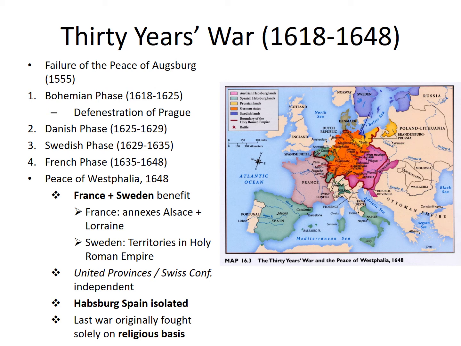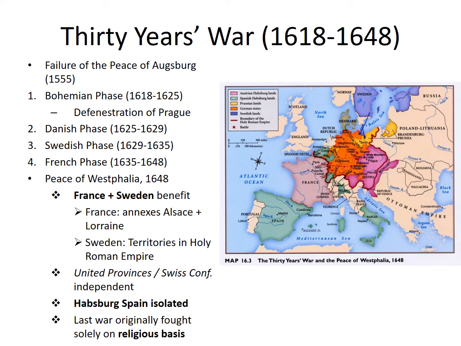Eventually, we will see that the Danes get involved, the Danish phase in 1625 to 1629, where the Protestants from Denmark get involved to try to reduce the power of the Holy Roman Emperor. They bring aid to the Protestants in Bohemia. Then eventually it leads to the Swedish phase, where the Swedes get involved. Gustavus Adolphus, of course, the King of Sweden, will be a very powerful military leader, successful for the Protestants.